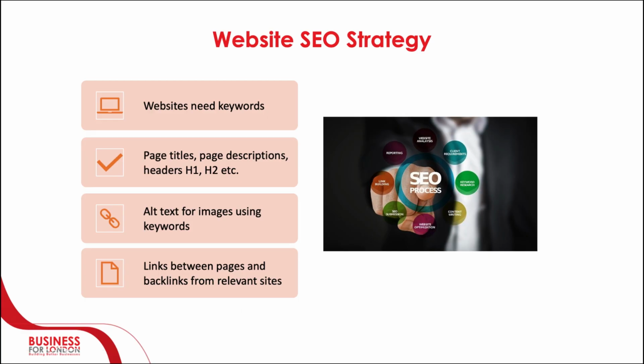Websites also need a search engine optimization strategy. They need keywords, they need page titles, they need keywords in page descriptions. You need to use heading styles such as heading 1 and heading 2 styles. When you upload your images, they should be named using keywords. And you should add into the SEO part of your website alternative text for images, again using keywords. You should link between your pages, and also you want to try to acquire backlinks from what we call authoritative sites such as suppliers or even your local authority if that's a possibility.